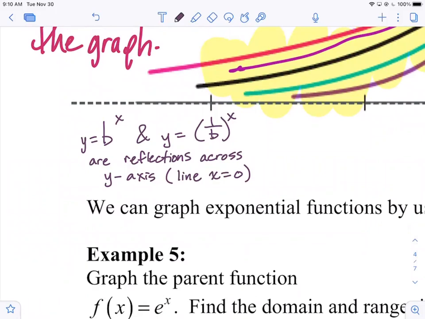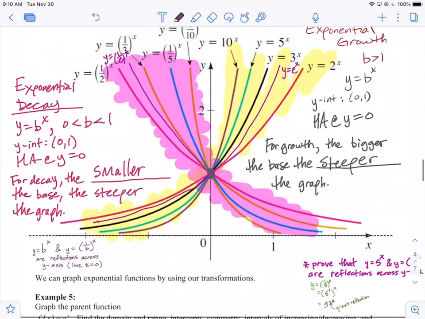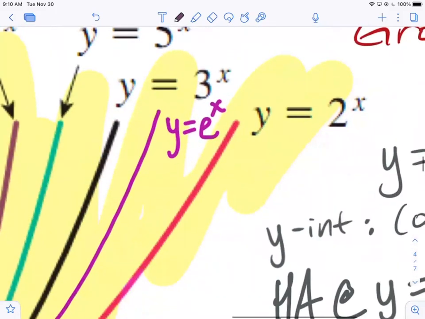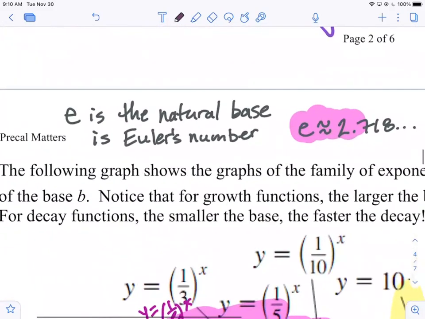Now we did meet another base yesterday, and I think y'all had seen e before yesterday, but we talked about e the number, not e the letter. And we said e is the natural base. It's named after Leonhard Euler, the Swiss mathematician, who is the single most productive mathematician of all time.